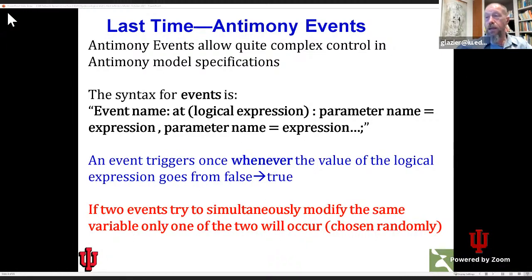And the warning is that if you try to have two events modify the same variable or parameter at the same time, only one of those two events will happen, and it's random which one. And that can be a source of confusion. And so you have to be a little bit careful when you're designing multiple events operating on the same variable or parameter to make sure that you don't have them both happen at once.